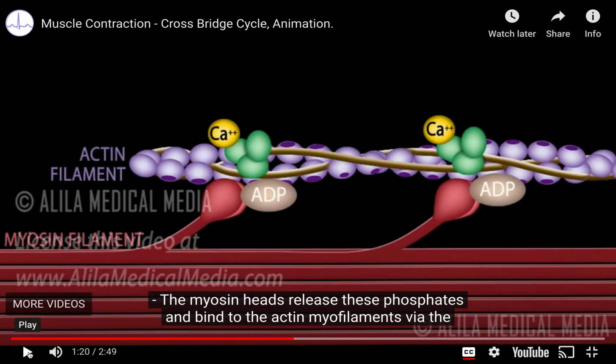When they release the phosphate, they're using it for energy, which allows them to move and bind to the actin.